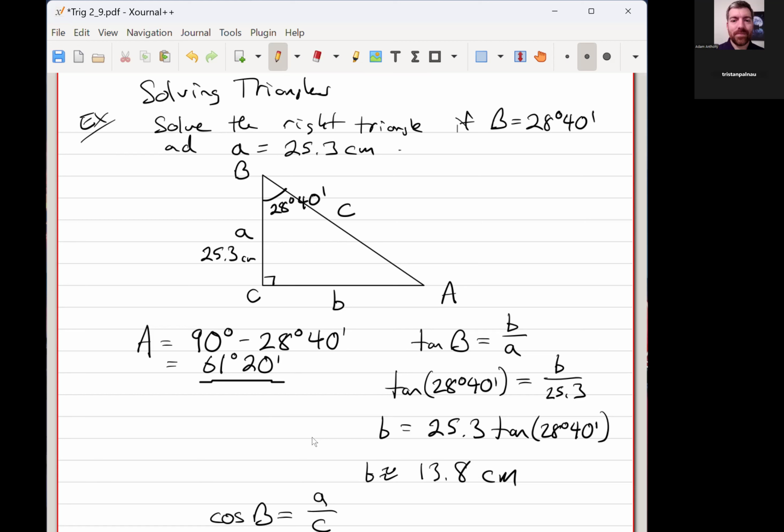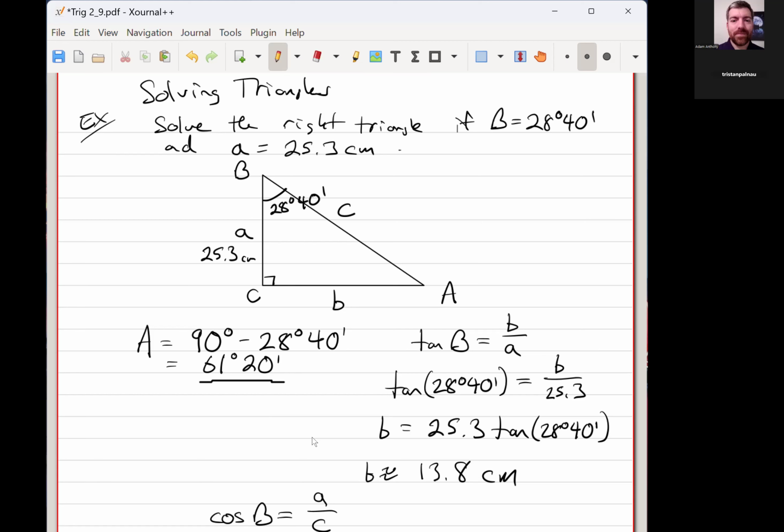However, we're solving for B. We want to find B. So tangent's good because it keeps the B in the numerator. Anyway, so tangent of B is B over A. Angle B is 28 degrees, 40 minutes. So tangent of 28 degrees, 40 minutes is B, side B, over 25.3. And that's easy. You just multiply that 25.3 over, throw that in your calculator, and then you round to the correct number of significant digits.